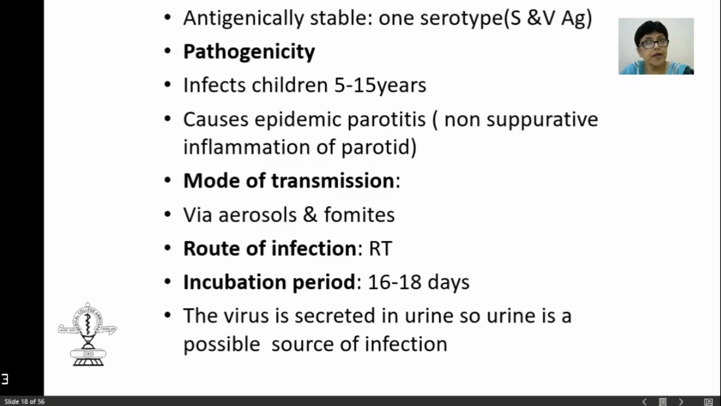Usually it causes epidemic parotitis, and it spreads from child to child either by droplet infection or by contact with contaminated fomites, which are contaminated by either salivary or urinary excretion. The route of infection usually is respiratory by airborne droplet infection. Incubation period is 16 to 18 days, and the virus is secreted in urine. So urine, as I said earlier, is a possible source of infection.